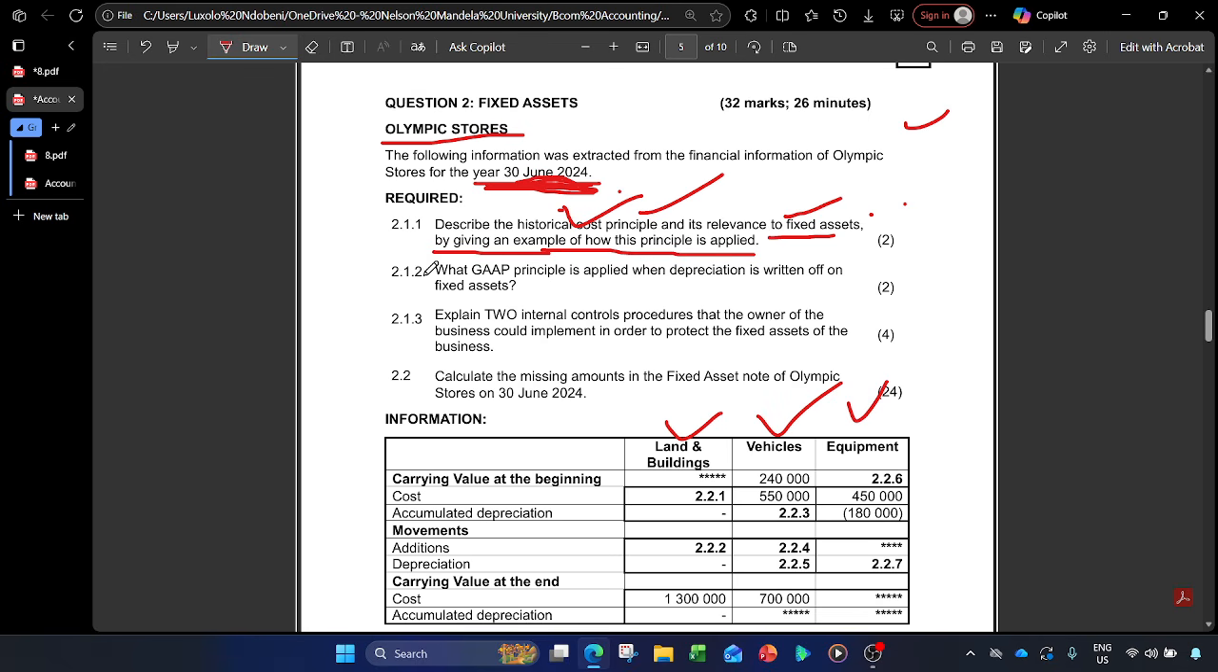Coming to 2.1.2, what GAAP principle is applied when depreciation is written off on the fixed assets? What GAAP principle do you think is applied? Firstly, we have historical cost, which I just explained: an asset is recorded at its original cost. The second one is the matching principle, which says that incomes and expenses that belong to this financial year must be recorded in this financial year. Those that belong to next year must not be recorded in this financial year. So they are deducted in the financial statements, like the income statement.